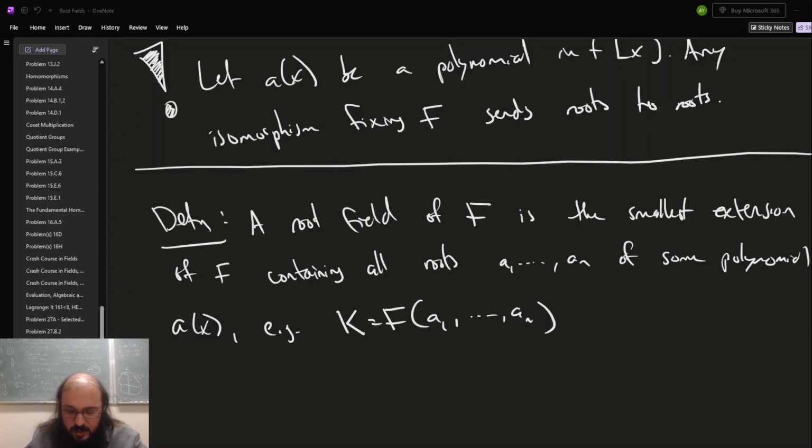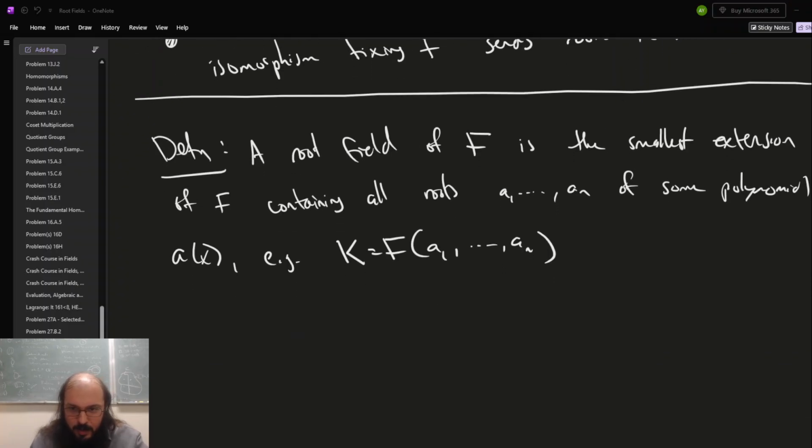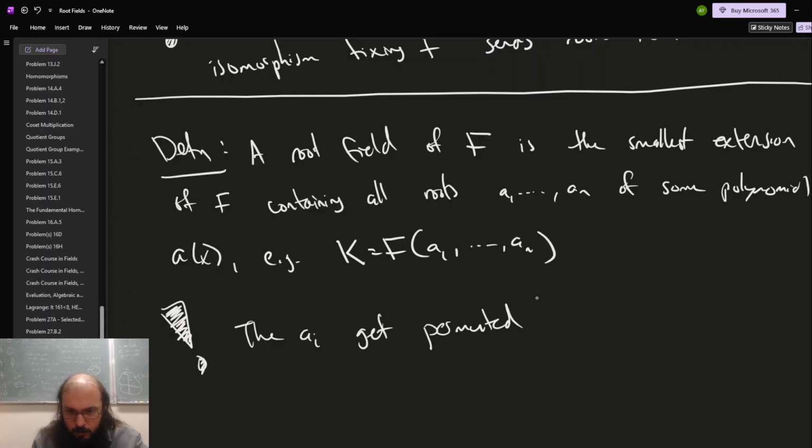Pinter uses the C's in his textbook instead, but I don't care. The terminology is not important. When you're in this setup, we have the roots explicitly. And so what this means is these things have to be permuted, right? So maybe this also warrants an exclamation mark, right? Because it's a rephrasing of the previous one. The ai get permuted by this isomorphism.